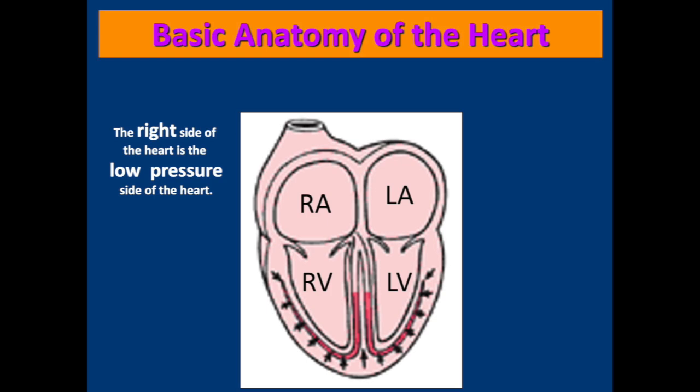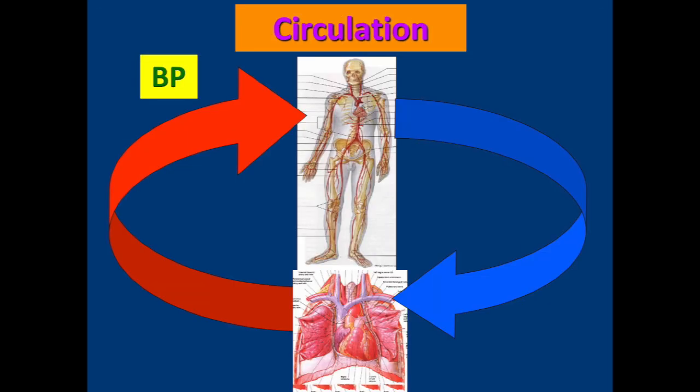The right side of the heart is pumping to the lungs, and it is considered the low pressure side of the heart. The left side of the heart is the high pressure side of the heart. It's much more muscular, and it's pumping through the aorta to every living cell throughout the entire body. The lungs on the right side cannot see a big, heavy, strong, normal blood pressure that we would establish with the left side of the heart.